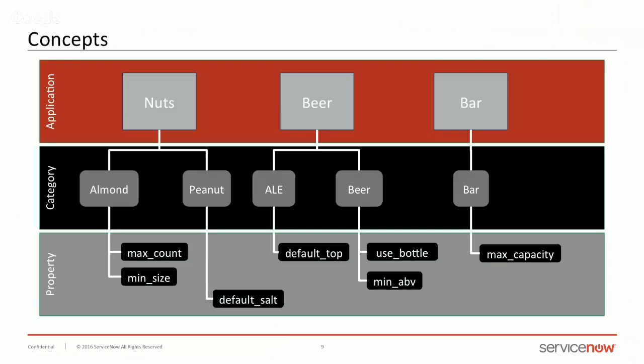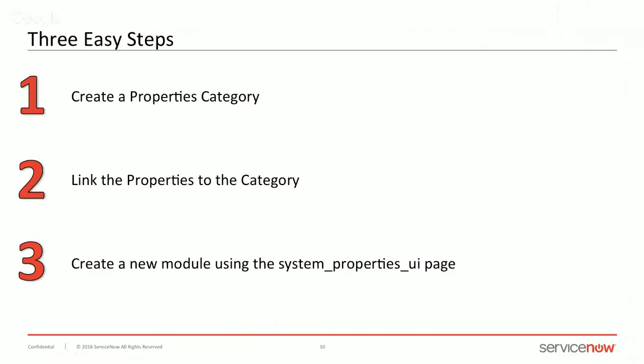I think if you look at some of our applications, some of the properties pages, you will see multiple categories. Even if you're not aware you're seeing them, we'll show you what that looks like. Three easy steps. We're going to keep this simple for you today. First step, I'm going to assume you have the properties already created. So we're going to jump into the next step and say, let's create a properties category. Then link the properties that you already have to that category.